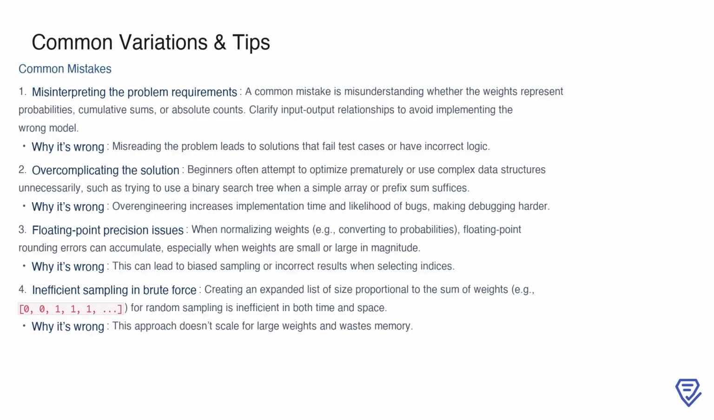Additionally, floating point precision errors can sneak in when normalizing weights. For example, if weights are very small or very large, rounding errors can accumulate, causing biased sampling. Finally, an inefficient brute force approach, such as creating an expanded list proportional to the sum of weights, may seem intuitive but becomes impractical for large inputs due to high memory and time usage. Avoiding these pitfalls is key to an efficient and correct solution.